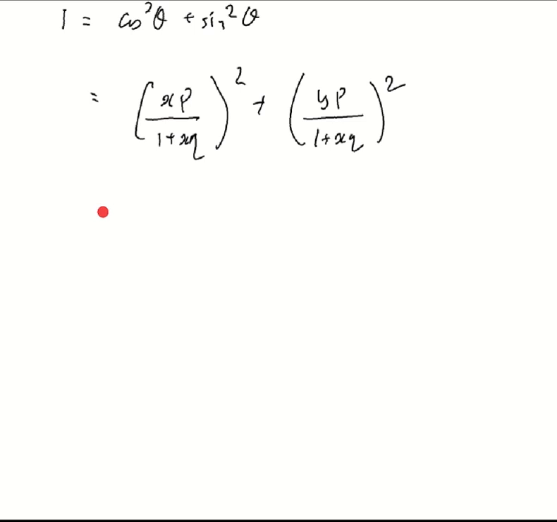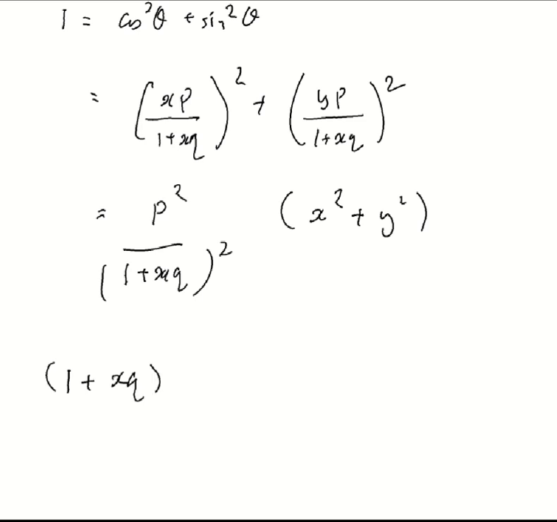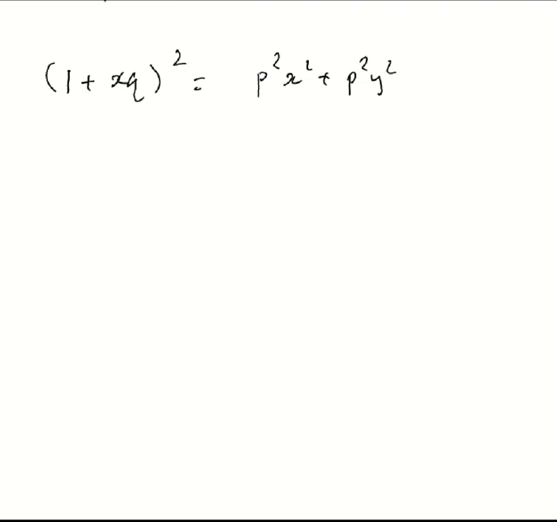What's nice to notice here is that we have the factor p squared over (1 plus xq) squared coming out, times x squared plus y squared, which is rather nice. And then bring that over, so we've got (1 plus xq) squared is equal to p squared x squared plus p squared y squared. And that needs a little bit more unpacking: 1 plus 2xq plus x squared q squared equals p squared x squared plus p squared y squared.